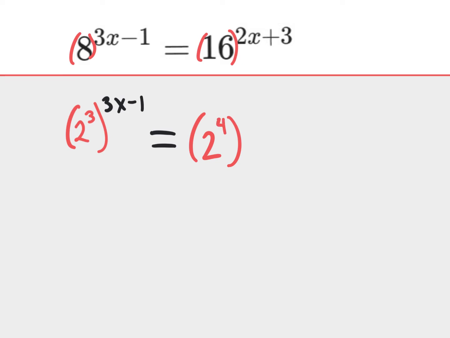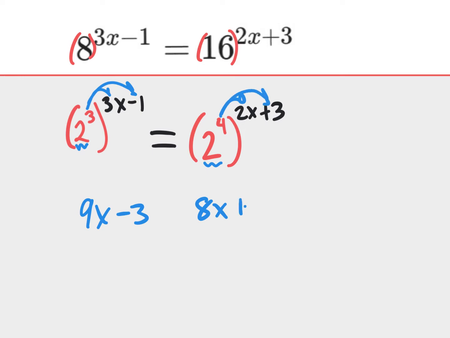And of course, it's still to the power of 2x plus 3. And of course, with rules of exponents, when you have a power to a power, you need to multiply. So you have a number 3 times a binomial 3x minus 1. You will distribute. And remember, because you both have the same base 2, we're going to eliminate those bases of 2 after distributing. So 3 times 3x, that's 9x. 3 times negative 1, that's a negative 3. 4 times 2x, that's 8x. 4 times 3, that's 12.